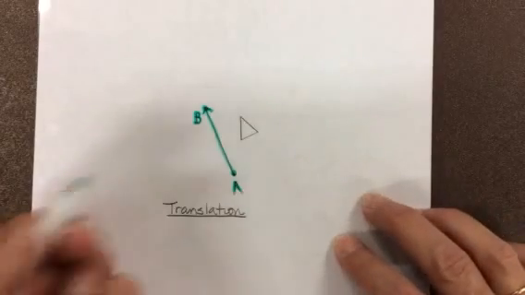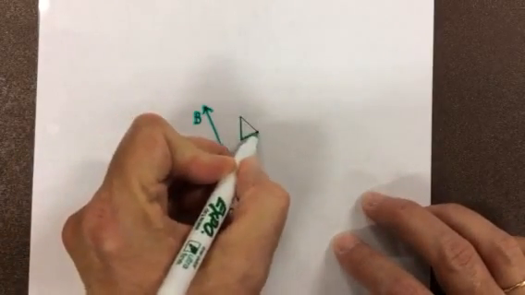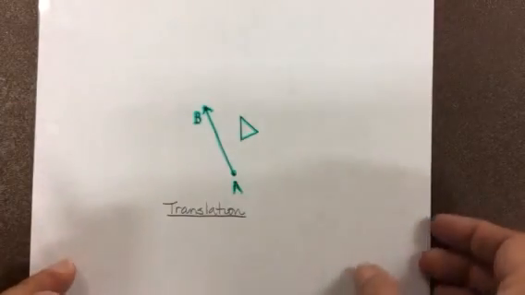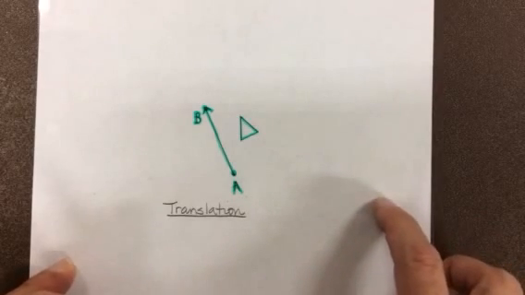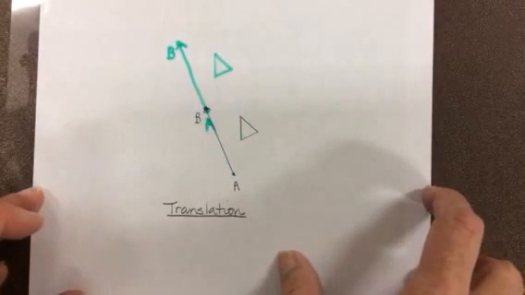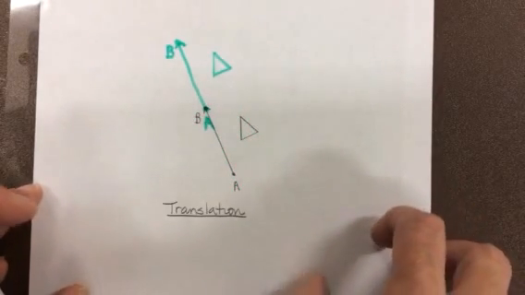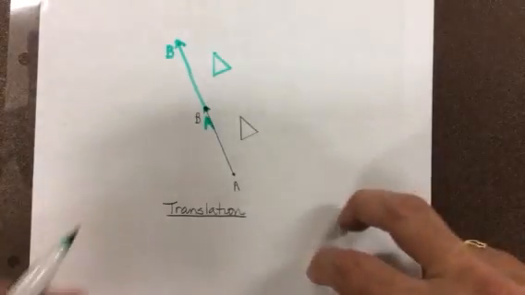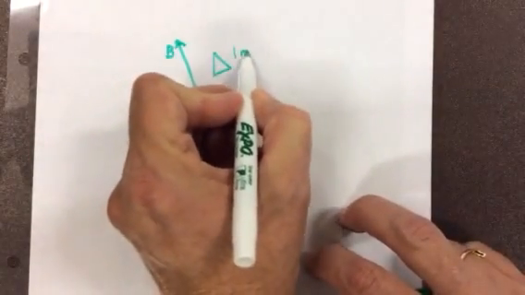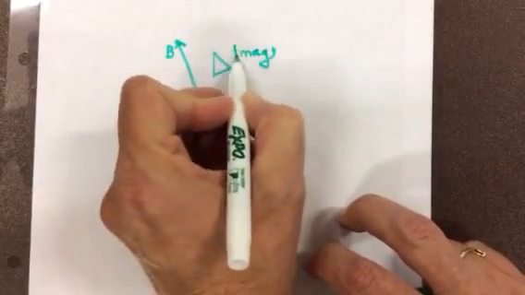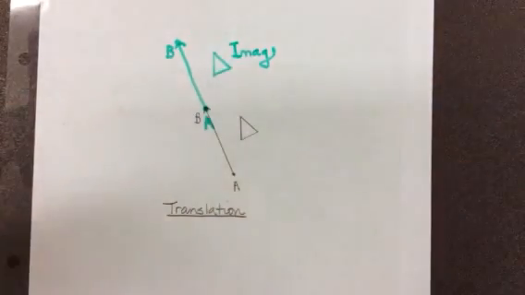And so let's trace my triangle too. So this triangle is going to slide, and it's going to slide in the direction of the vector. So this is how I do a translation with a vector. So my image here, this is my image. Every point on that triangle moved the same distance in the same direction, so it didn't change the shape or the size of the image under the translation.